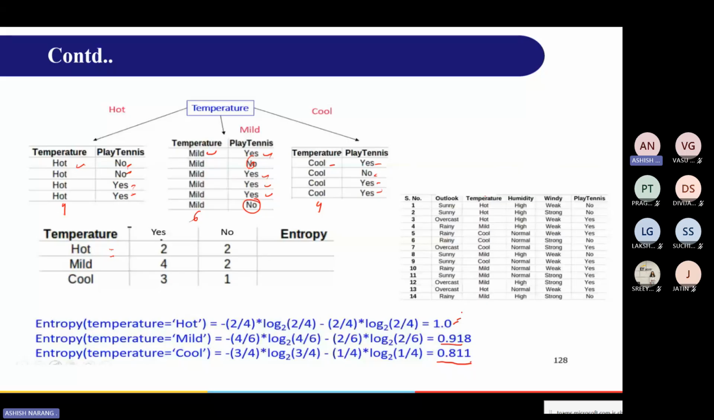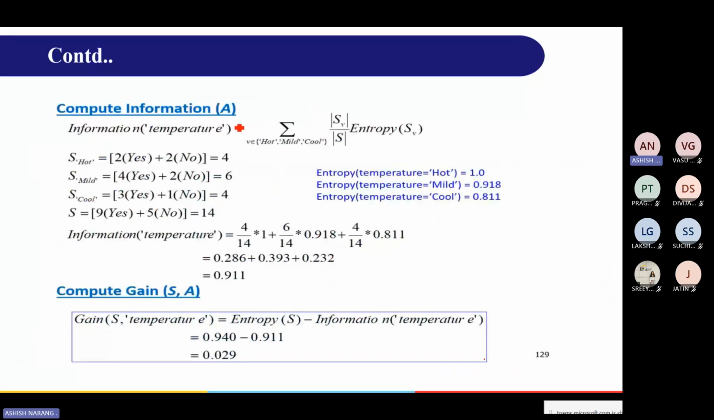Again, you will calculate weighted. Now, how will the weights change? 4 by 14 into this value, 6 by 14 into this value, plus 4 by 14 into this value. Sum this across, and what is the value you are getting? Just see. You are getting 0.911.